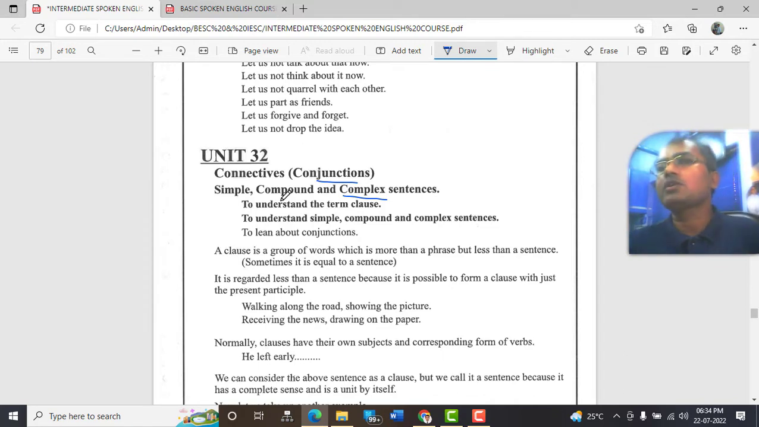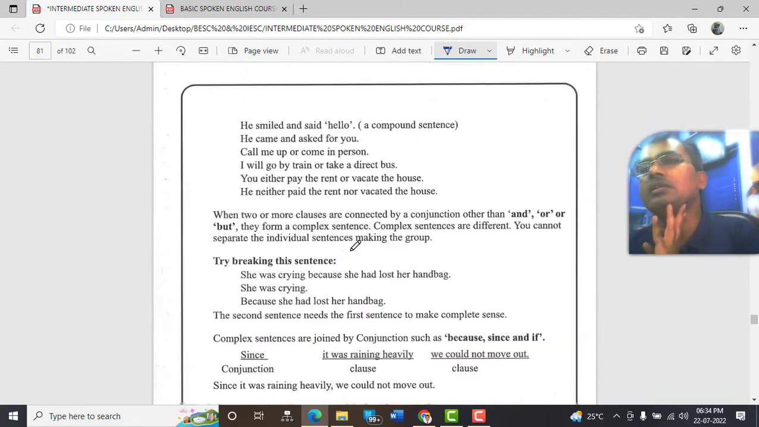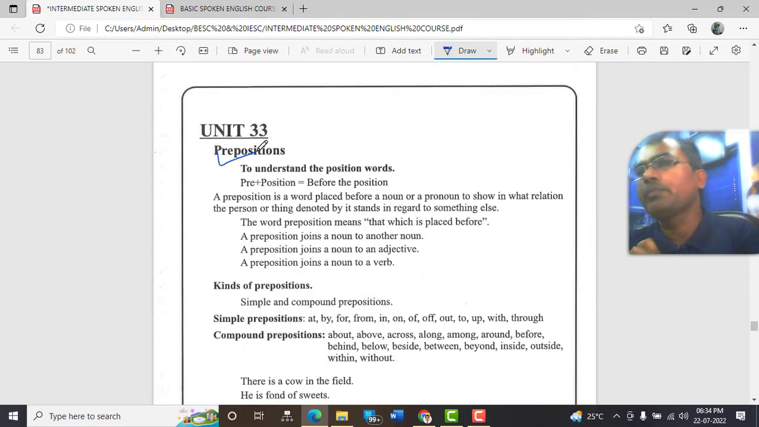So to join these complex sentences, what kind of words you use is very important. What kind of time gap you give while you are communicating or while you are writing is very important. We'll be speaking on these aspects. And then we will go for prepositions.